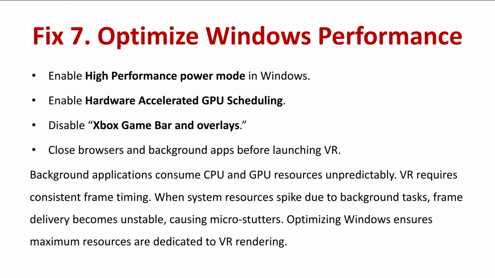Fix seven is to optimize Windows performance. Enable high performance power mode in Windows, then enable hardware accelerated GPU scheduling. Disable Xbox Game Bar and overlays. Close browser and background apps before launching VR. Background applications consume CPU and GPU resources unpredictably. VR requires consistent frame timing. When system resources spike due to background tasks, frame delivery becomes unstable, causing micro stutters. Optimizing Windows ensures maximum resources are dedicated to VR rendering.